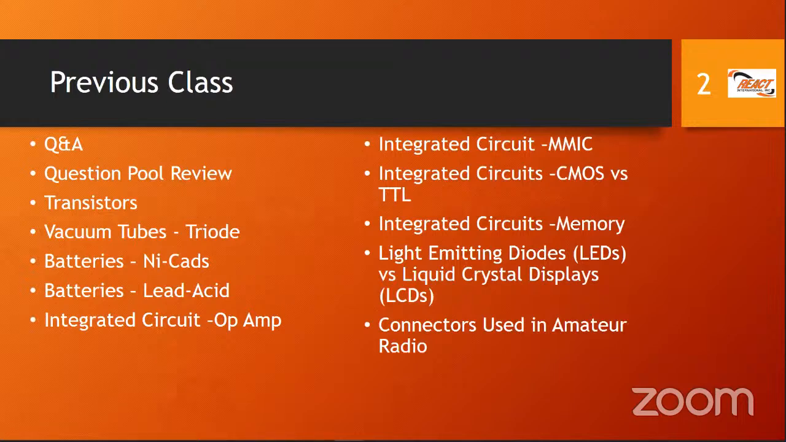During our previous class, we looked at the usual Q&A at the start. We had a review of the relevant question pool questions from the previous theory class. And we went into the slide deck, had a look at transistors, vacuum tubes, in particular the triode. We discussed two different types of batteries, nickel cadmium or NiCads, as well as the lead acid batteries. We looked at the analog integrated circuit known as the op amp. And then we looked at the MMIC, as well as the difference between CMOS and TTL ICs.